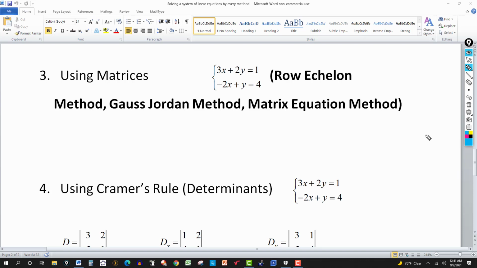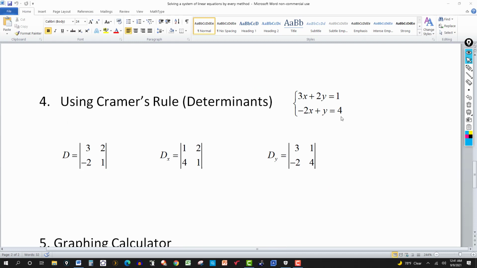Now, associated with every square matrix, any matrix that has the same number of rows as columns, has a number associated with it, which is called a determinant. Okay, so the next method says solve using Cramer's Rule. So Cramer's Rule basically tells you this. Same system again. I have the system 3x plus 2y is equal to 1, minus 2x plus y is equal to 4. What it tells you is you form a determinant using the coefficients of the variables and the constants over here. So you form a determinant D. Notice the D.